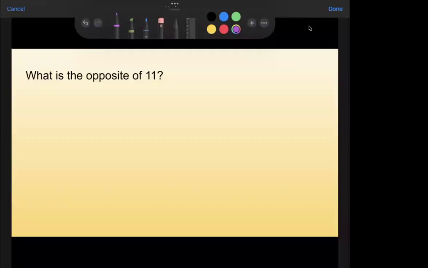Okay, here is our next one. It's going to be what is the opposite of 11? But that's not really a rational number because that's more of an integer or a whole number. So I'm going to turn it into a rational number by saying what is the opposite of 0.11? So the shortcut would just tell me just to change the sign. If this is positive 0.11, the opposite would be negative 0.11.